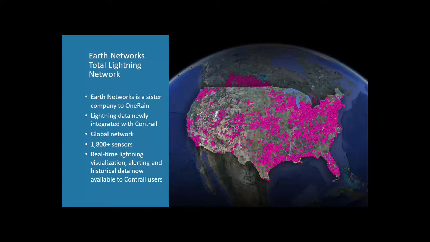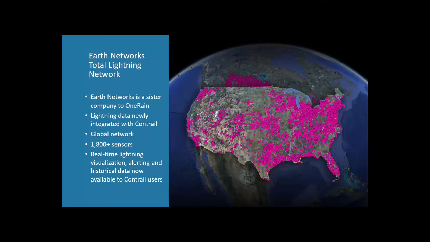We have about 1,800 lightning sensors all around the world. And again, we are a sister company to our friends at OneRain. The lightning data has now been integrated within the Contrail platform, so you're able to leverage that. We are a global network as well, so we're not confined just to the CONUS here, continental United States. We have lightning sensors in Africa, Brazil, Canada, all around the world, and we're continuing to deploy more each and every day. It allows you to visualize lightning in real time. It allows also capabilities such as alerting for lightning, but also for other weather phenomena.